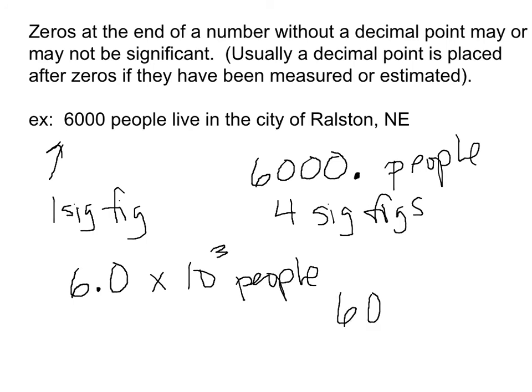This way is less common, but you could write 6,000 people, and you could put like a line above the one that was measured. So this tells me 6,000 people accurate to the 100.